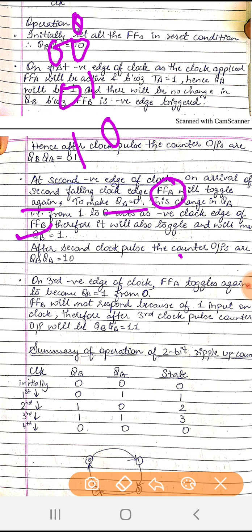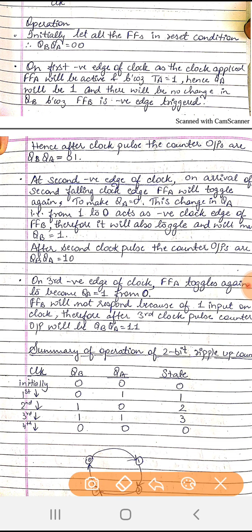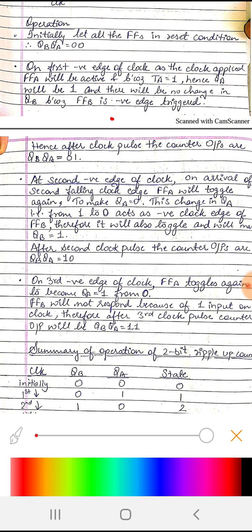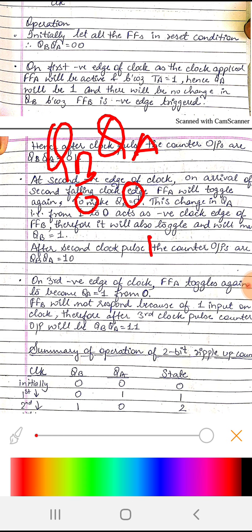As you can see, QA QB are initially 0 0. At the first negative edge, QA becomes 1 and QB remains 0. At the second edge, QA becomes 0 and QB becomes 1. Now on the third falling edge, what would happen? Both of them would become 1.